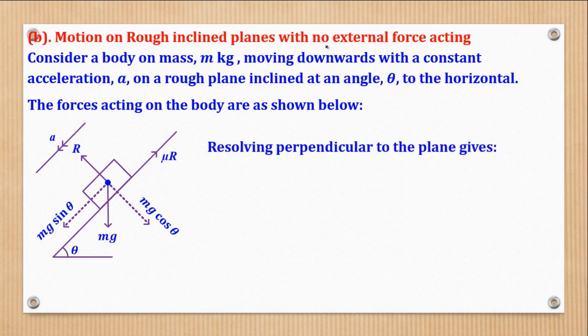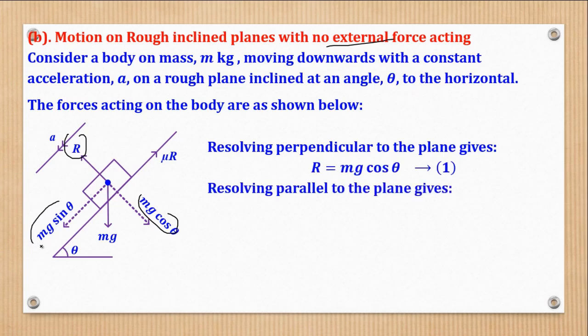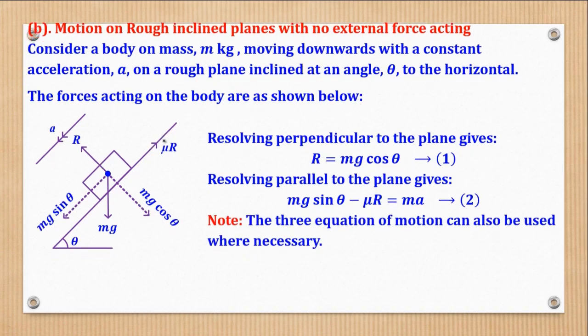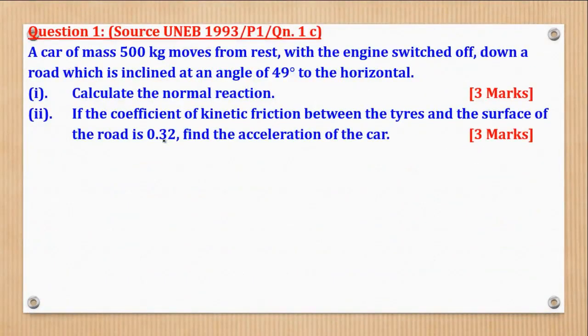There is no external force acting, therefore we shall resolve perpendicular to the plane. Perpendicular means r will be equal to mg cos theta. Then parallel to the plane, we have this minus this equal to ma. And those are the two main equations. The rest is to remember that the three equations of motion can also be used. So with that, we shall go through some of the questions.